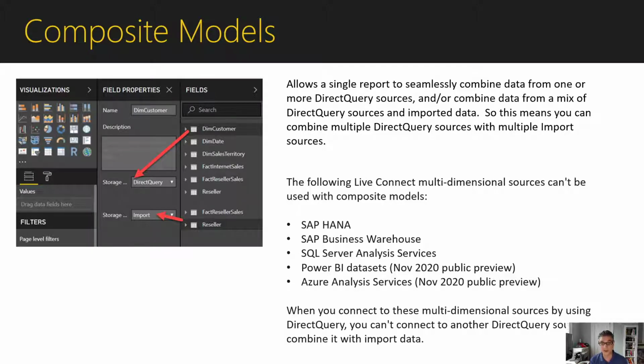The cool thing too is I can have multiple DirectQuery sources and multiple import sources. So I can have a query that's going against a handful of import and a handful of DirectQuery sources, and they could be completely different sources. No problem, it can handle all that. With the exception of a couple of sources that can't use composite models, listed here, and then Power BI Datasets and Azure Analysis Services, which in a few months will be available to use them.